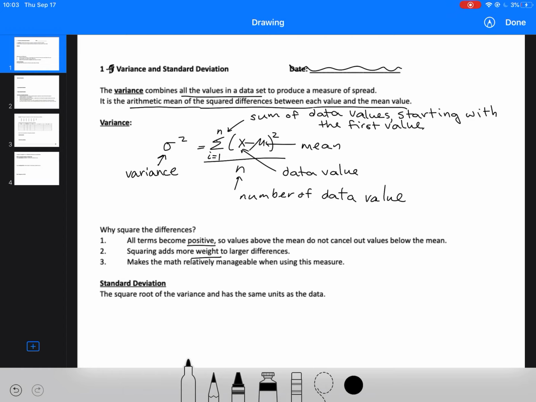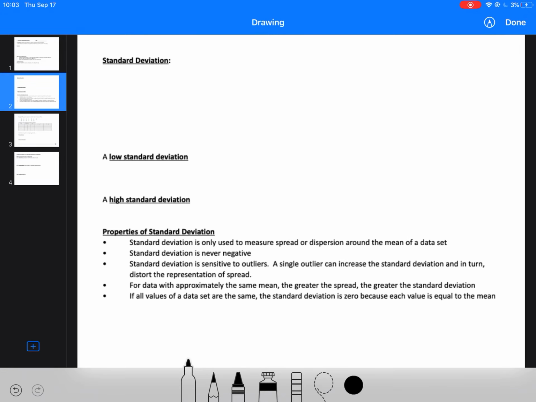Standard deviation is the square root of the variance, and it has the same units as the data. So standard deviation is the same formula, except instead of sigma squared, it is sigma on its own, and then we just take the square root of the right-hand side: i equals 1 to n, x minus mu, all squared, all over n. Or you can remember it as the square root of the variance.